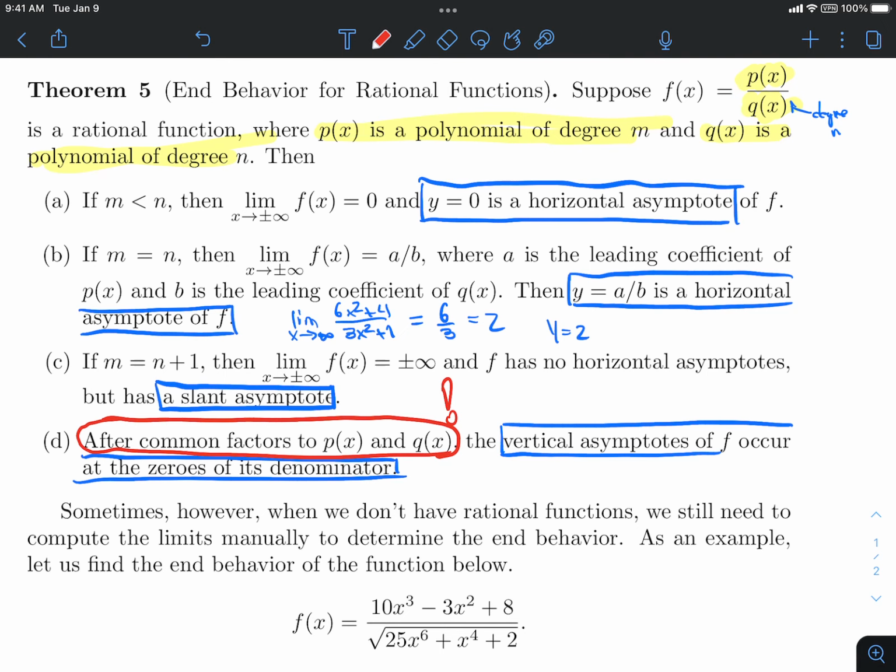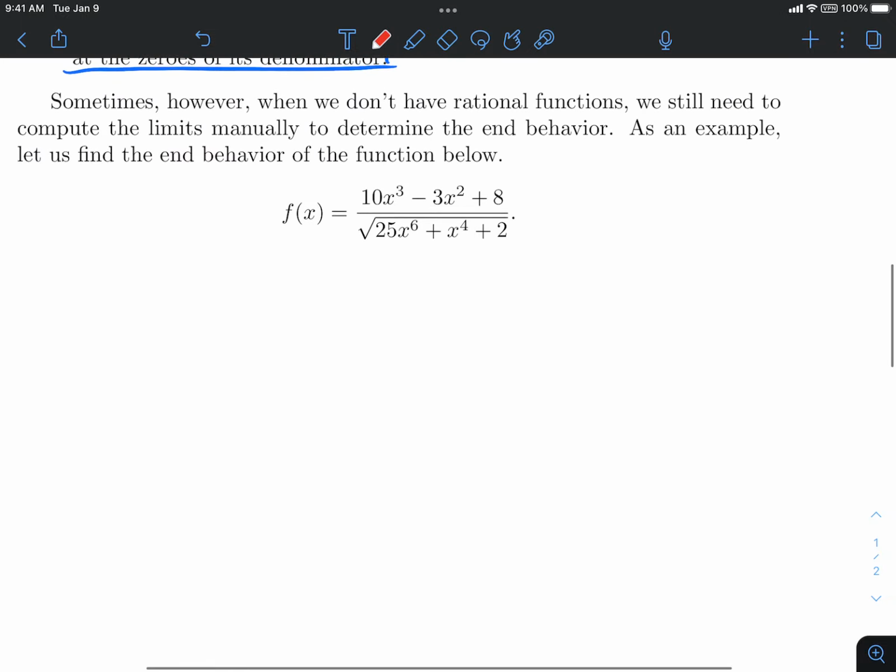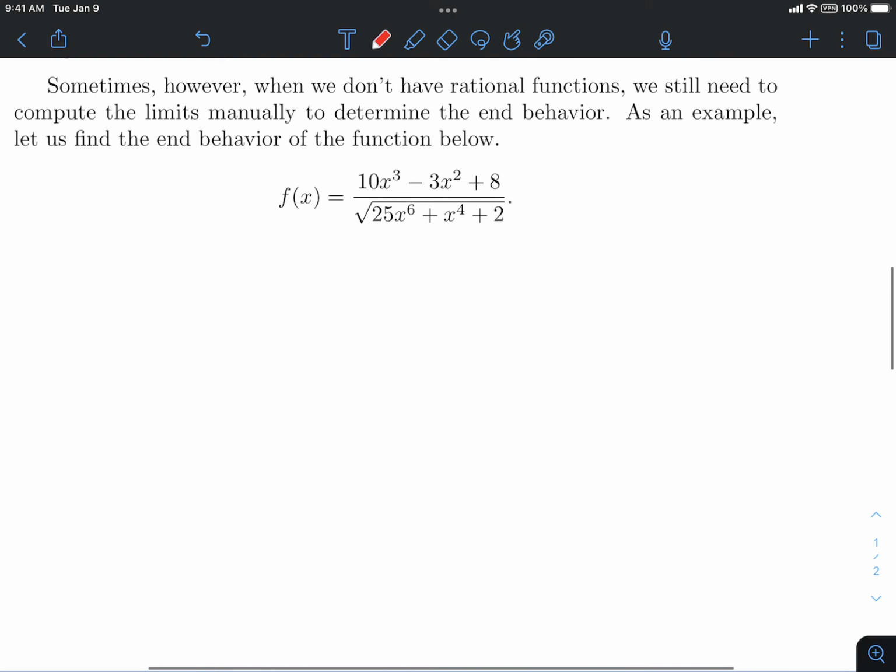However, sometimes these rules altogether are not enough, and we just have to resort to calculating the actual limit. So we're going to do an example here where a limit is necessary. These aren't polynomials because of the square root here. So we have to be careful. We have to calculate the limit. So how do we do that?